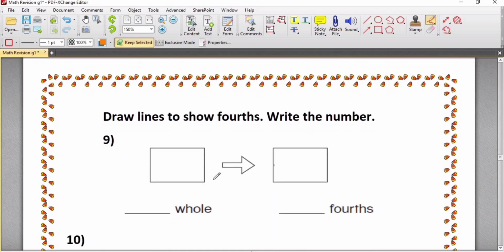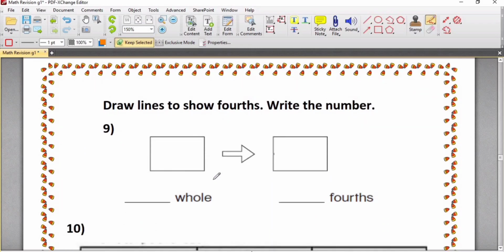Let's see the next one. Here he wants you to draw a line to show fours. Write the number. So first of all, let's see how many holes we have here. We have one. Great. Okay, can you tell me how many fours are inside one? First of all, let's draw a line to show the fours.